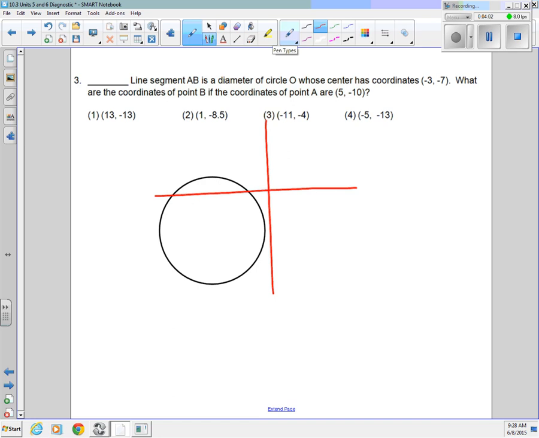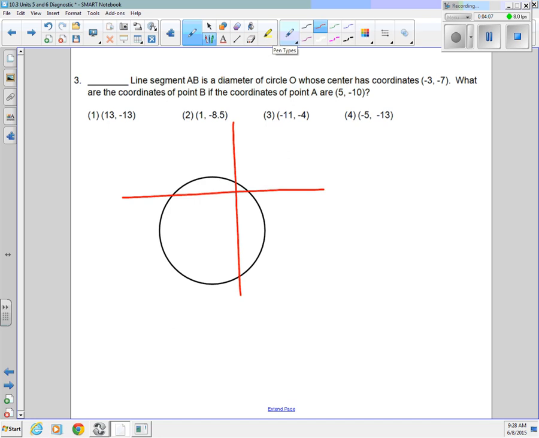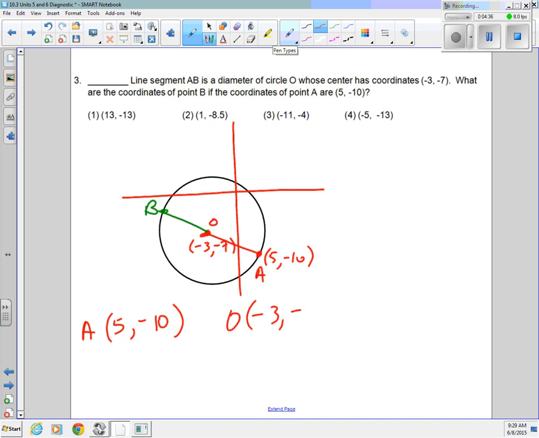So let me move that a bit closer here. Something like this. My center is at negative 3, comma, negative 7. And one of my other diameter points is at 5, negative 10. So that's somewhere over here. And I want to get coordinates of B. So this is A, this is O, and B is over here somewhere. And if you notice, O is the midpoint of AB. So I can say, all right, well, A is at 5, negative 10. O is at negative 3, negative 7. And B is somewhere where we like to locate.